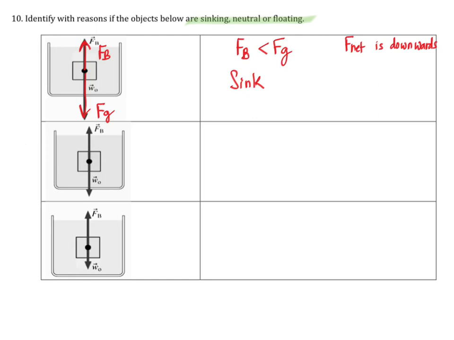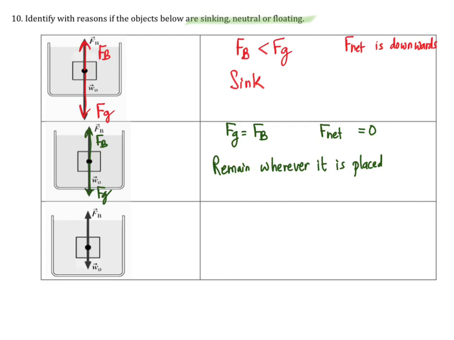Okay. Then in the next diagram, we can see Fg and Fb again, and we can see that they are equal to each other. The lengths are equal to each other. That means the net force is equal to 0. That means the object will neither go up nor down. It will stay wherever it is, and this is called neutral buoyancy. So it does not move up or down, it just stays wherever it is.